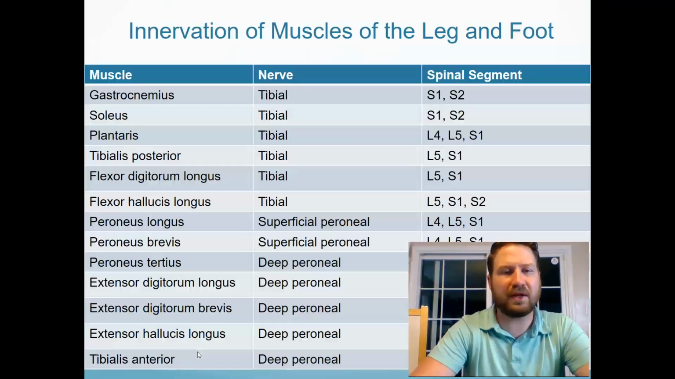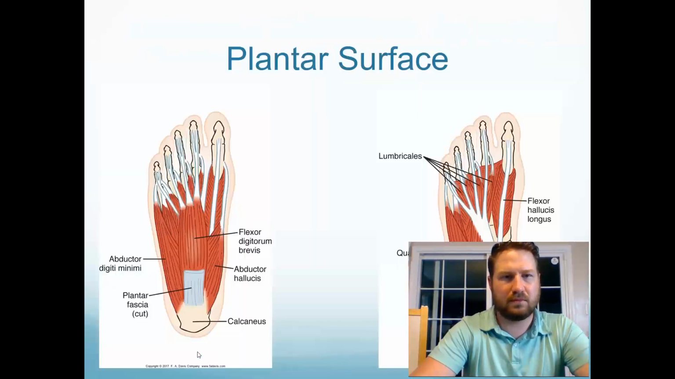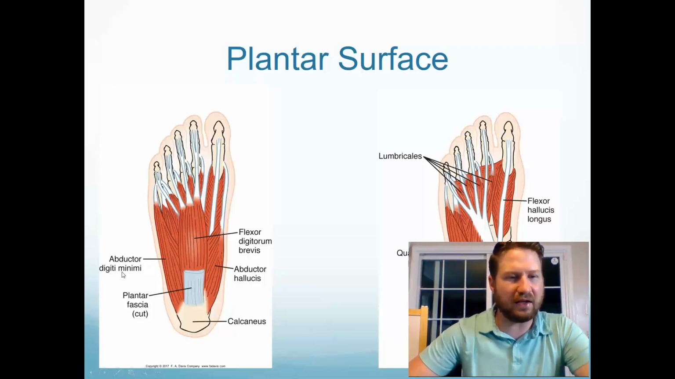So moving on to the plantar surface. These are all the muscles that are listed. We're not going to get too much into these because we just don't deal with them all that much. I want you to see your flexor digitorum brevis, and then your adductor and flexor digiti minimi are going to be over here, and your flexor and your abductor hallucis are going to be over here.